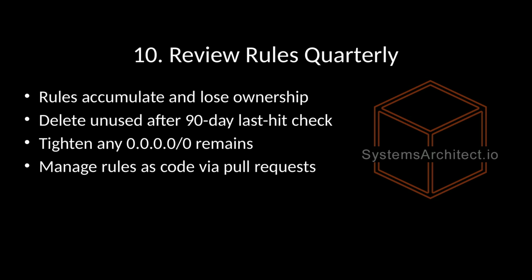10th, review rules quarterly. Rules accumulate. Temporary debug holes become permanent. Migrations leave dead allows, and after a year, nobody owns the mesh. Pull current rules, last hit data, and ages. Delete unused after owner check. Tighten any 0.0.0.0/0. Require comments, owners, and expirations. Manage via infrastructure as code so changes go through pull requests.